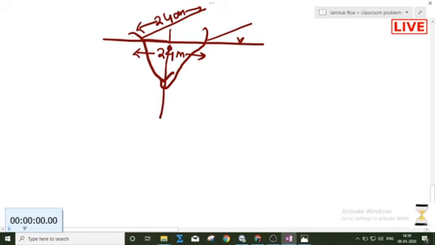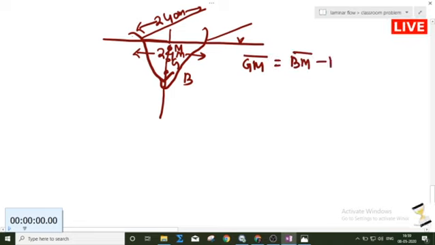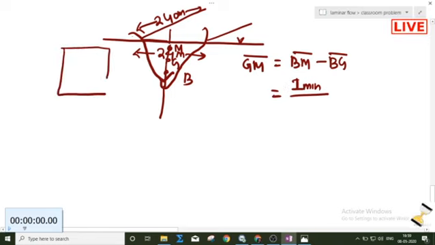Suppose this is M, this point is the center of gravity, and this point is the center of buoyancy. So you have to find out this GM. GM will be equal to BM minus BG. What is this BM? This is the minimum moment of inertia of the top view. If you see it from the top, it is just like a rectangle, and we need the minimum moment of inertia.